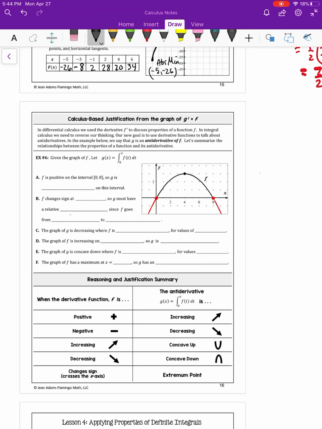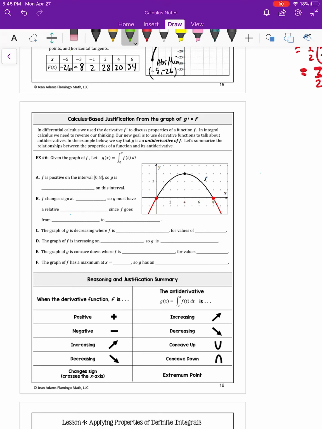Calculus-based justification from the graph of g prime equals f. In differential calculus, which is what derivatives are, we use the derivative f prime to discuss properties of a function f. In integral calculus, which is what we're starting to do, we need to reverse our thinking. Our new goal is to use derivative functions to talk about antiderivatives. In the example below, we say that g is an antiderivative of f. Let's summarize the relationships between the properties of a function and its antiderivative.